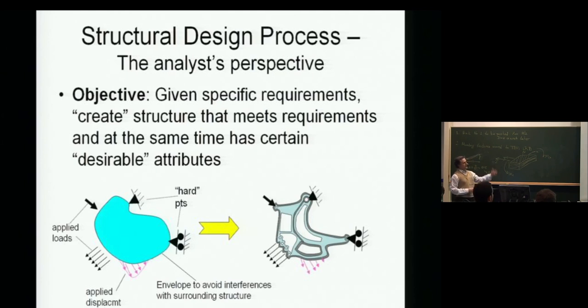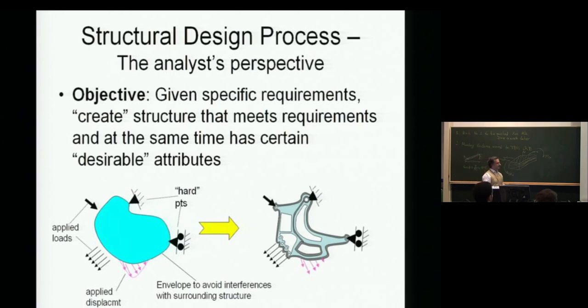So the structural design process has a basic objective, which says I'm given a series of requirements, and I will need to come up with a structure that meets those requirements and has certain desirable attributes. What all this means is, for example, I'm told that the structure has to fit into this space, because if it goes outside this boundary, then it interferes with something else. And I have some applied loads and applied displacements potentially, and hard points that I can use to hold my structure.